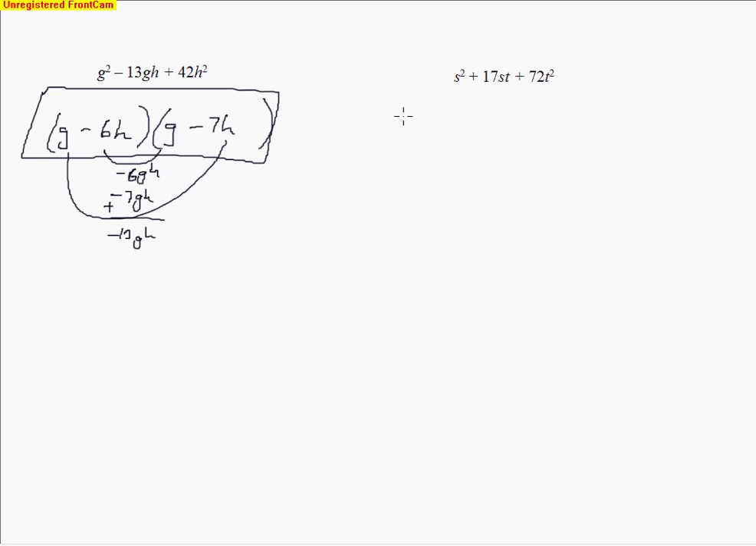Looking at the next one here, we've got s squared. It's going to be s times s. Two plus signs this time. Numbers that multiply to make 72, I'm thinking of 8 and 9, and they've got to have a t and a t after them because they multiply to make 72t squared. Let's check the outside and inside terms. See if they make that 17st. So here we have 8st, 9st, and sure enough those two do add to make 17st, so it does work out.